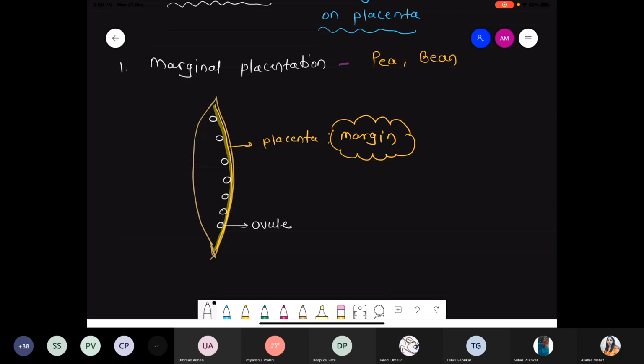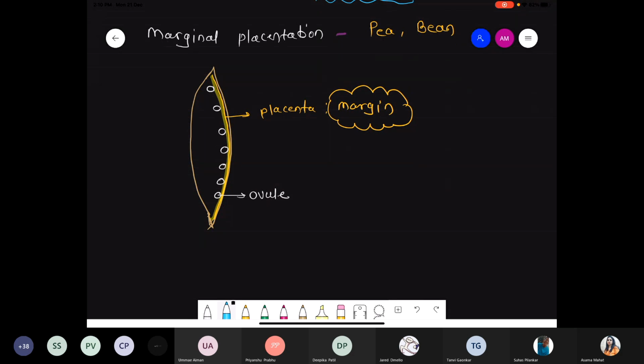And where are the ovules present? They are present on the margin of the placenta. The placenta covers all the margin area, all the edges, and on that margin, on that placenta, the ovules get arranged. After fertilization, the ovule will be converted into seed. Such type of placentation is called marginal placentation, where the placenta is located at the margin, and on the placenta the ovules arise. Done this part. Any doubt from marginal placentation?